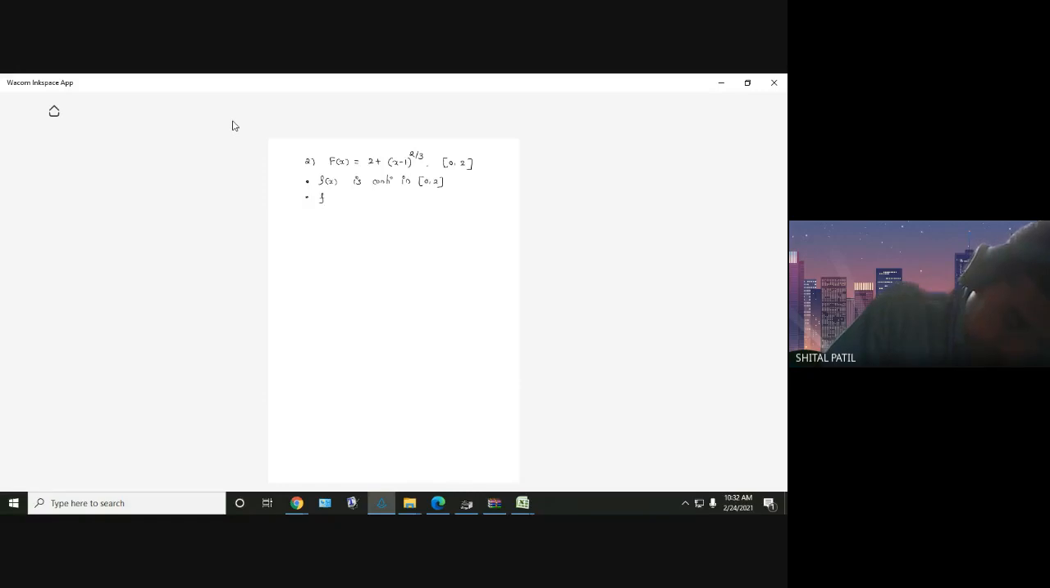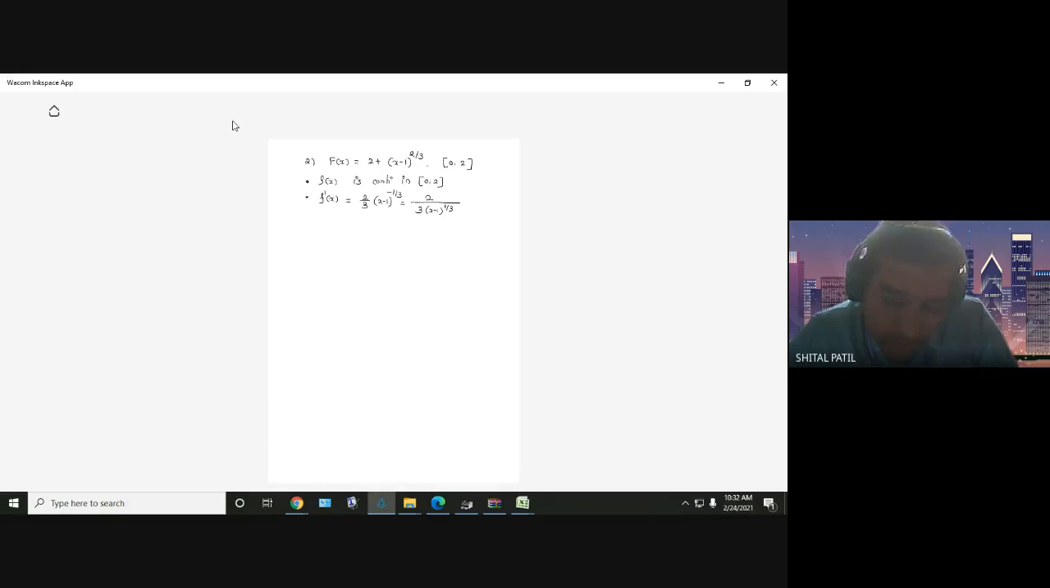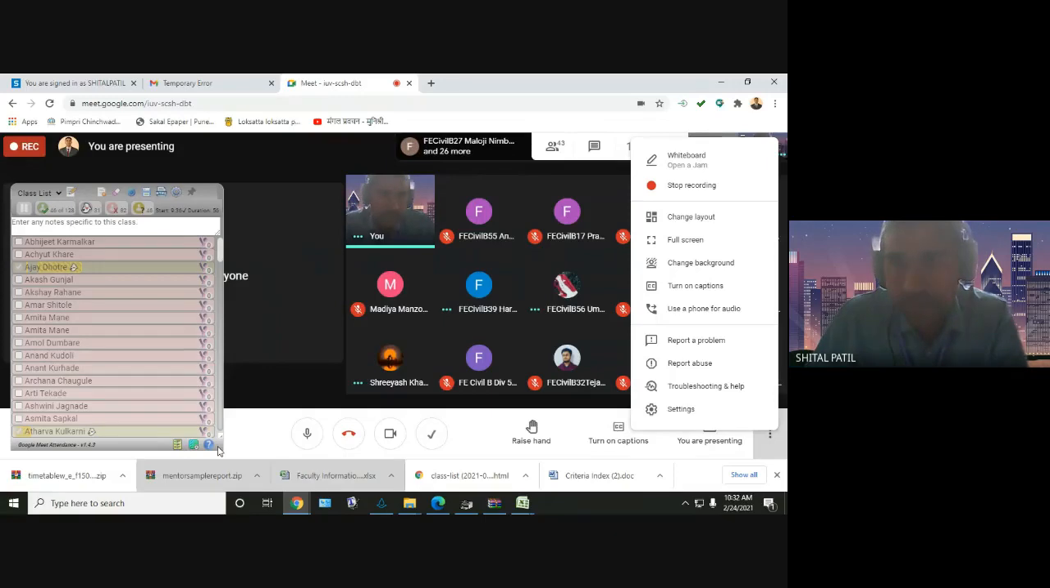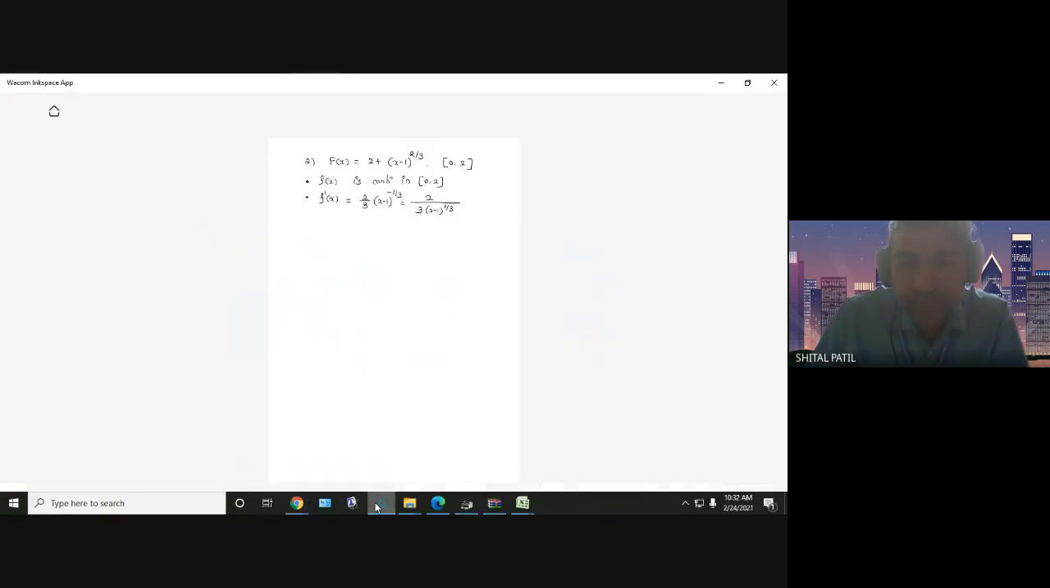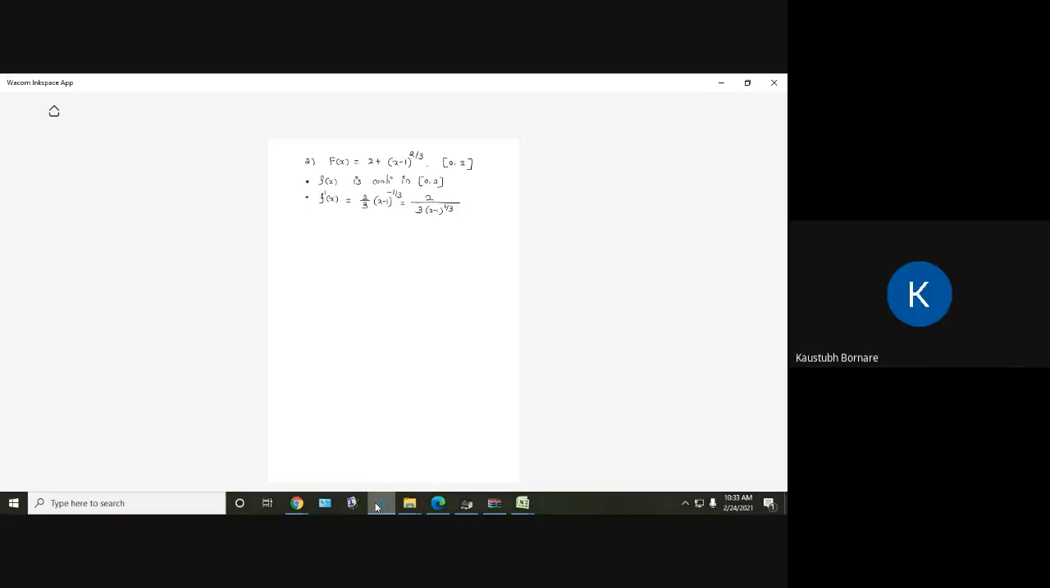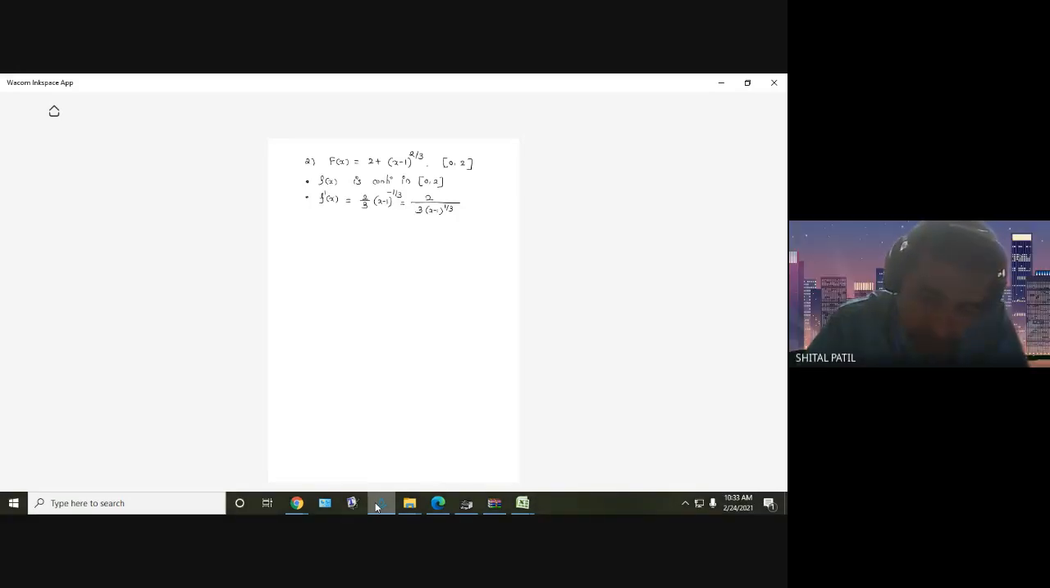अच्छा चलो f dash of x फाइंड कीजिए आप. डेरिवेटिव ऑफ 2 is 0. 2/3 (x minus 1) raised to 2/3 minus 1, minus 1/3. करेक्ट. Is there exist in case of f dash of x any point where the function will become infinite, and the point should be between 0 to 2? है क्या कोई point? No. अरे x equal to 1 रखो ना. Yes, one पे sir. 1 minus 1 is 0 और 2/0 is infinity ना.